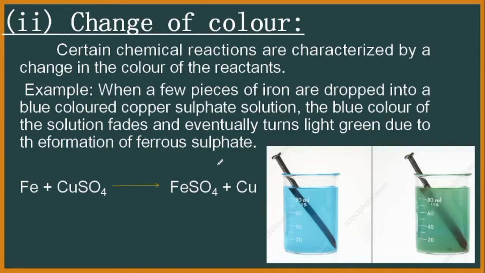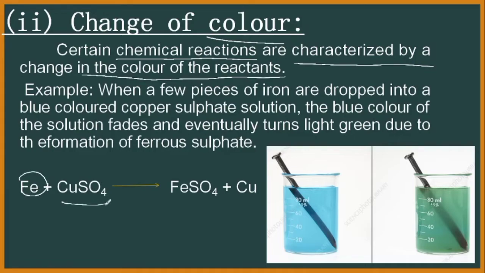Then the second feature is change of color. So certain chemical reactions are characterized by a change in the color of the reactants. For example, in this reaction, we took iron and copper sulfate as the reactants. Whenever we put some iron nails or iron pieces into the copper sulfate, see here, what is the color of copper sulfate? So copper sulfate color is blue.